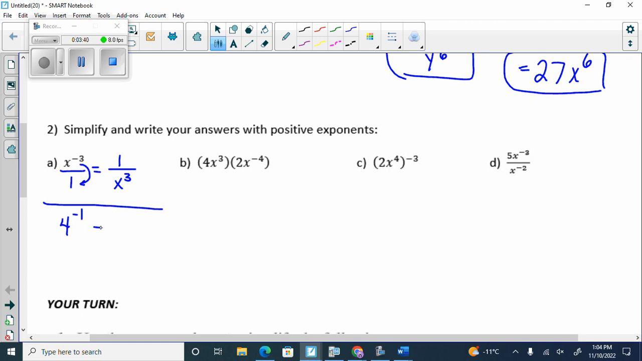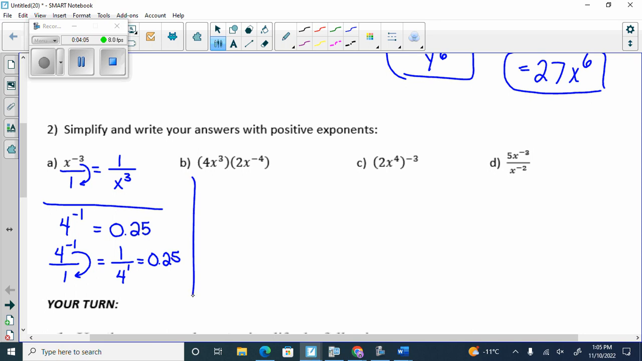0.25. True statement. I told you, though, that anything to a negative exponent in the numerator, you could just drop it to the denominator and make it positive, wouldn't it? So I can actually get 1 over 4 to the positive 1. What is that? 0.25. Proving me correct.